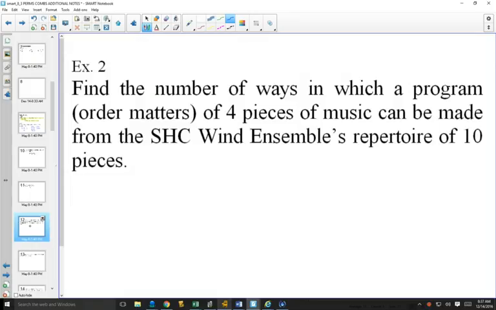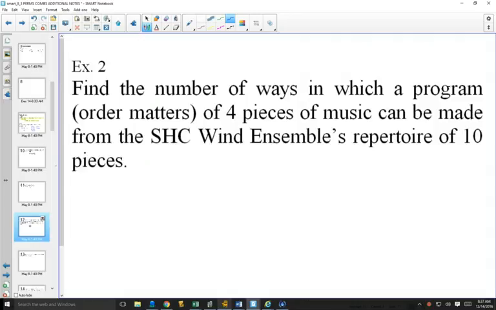So here's an example. We can do this with the fundamental counting principle. We want a program where the order matters, 10 pieces, because you've got like some songs that would be funny if they happened to be in the middle of the concert. Like right in the middle of the concert, you play O Canada, and everybody has to stand, and they're like, this is weird. So we've got 10 pieces.